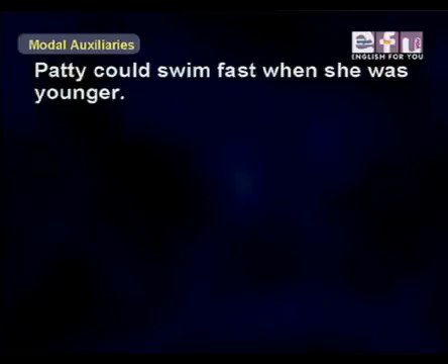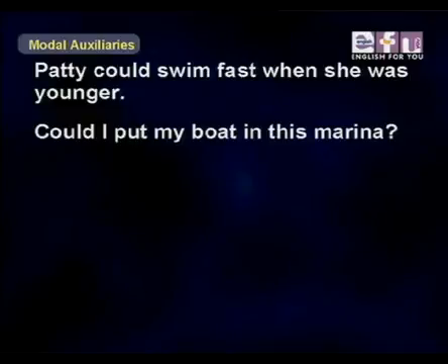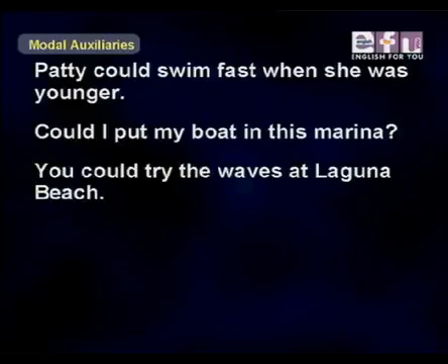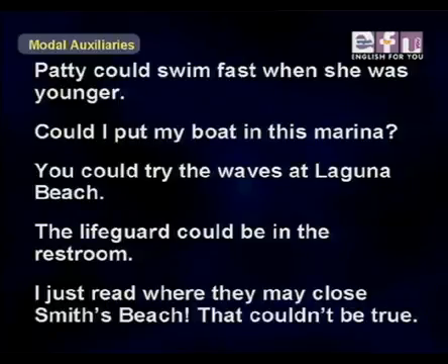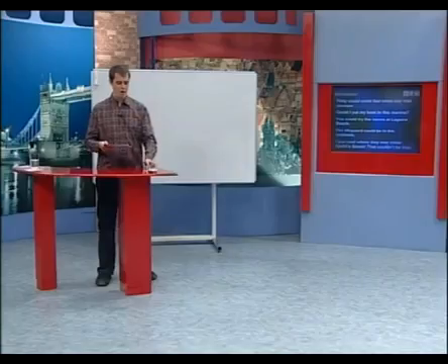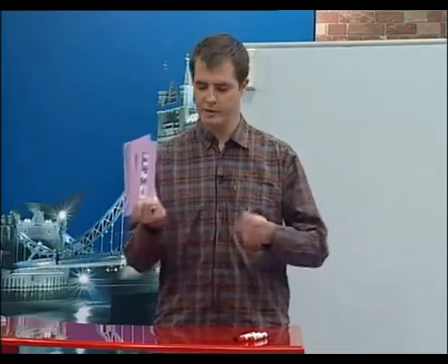Well, let's review one more modal auxiliary, could. Have a look at these sentences now. Patty could swim fast when she was younger. Could I put my boat in this marina? You could try the waves at Laguna Beach. The lifeguard could be in the restroom. I just read that they may close Smith's Beach. That couldn't be true.